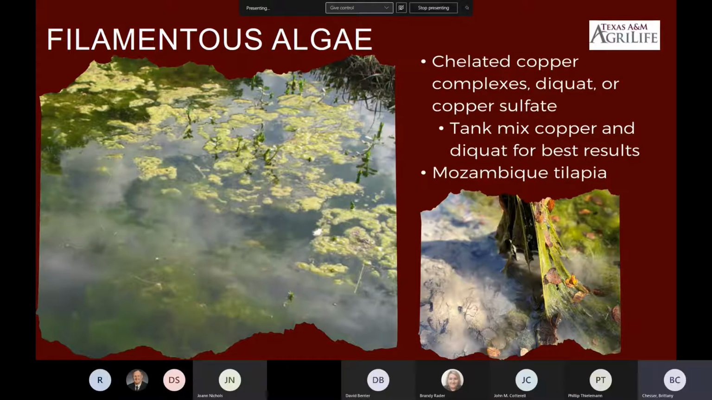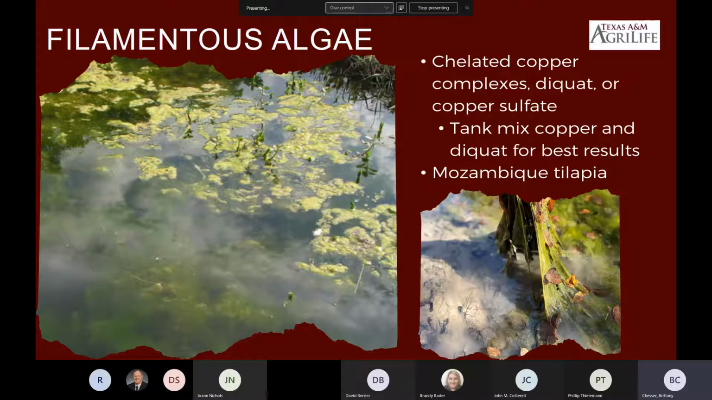So copper sulfate, if you continuously use it year after year for your filamentous algae, you could be creating resistant algae strains. And so at least every couple of years or every other year, or maybe every year, it's recommended that you also tank mix your copper with diquat.